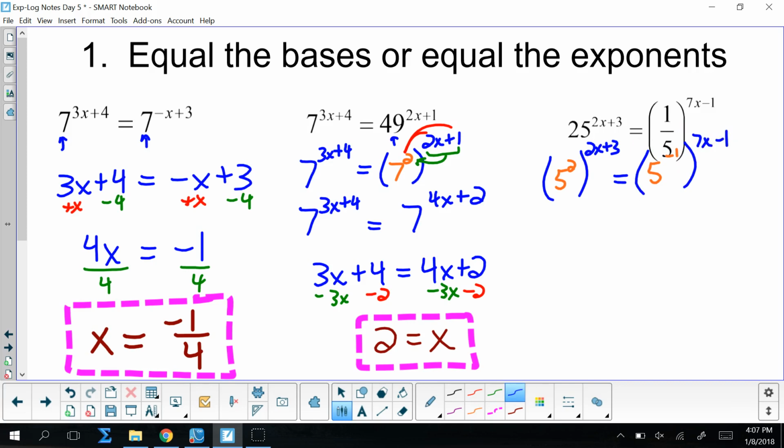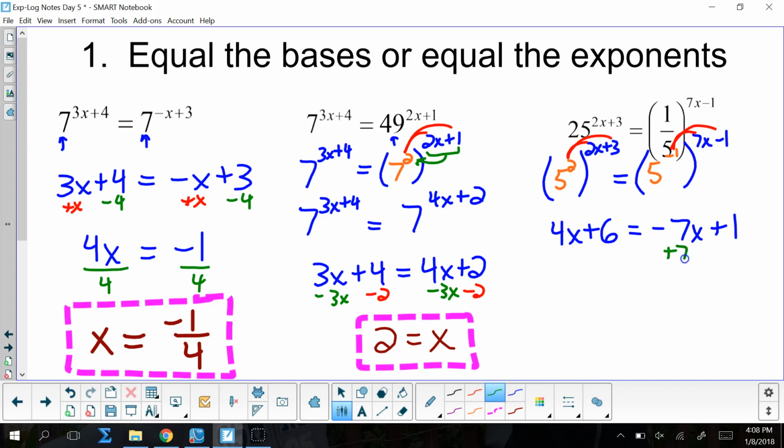So then I would say that 4x plus 6, again, this 2 needs to be multiplied in to both of those, is equal to negative 7x plus 1, because again, that negative 1 needs to be multiplied in to both of those.